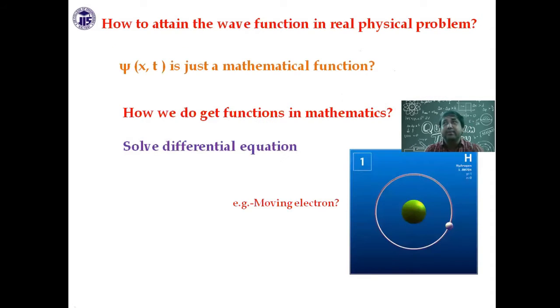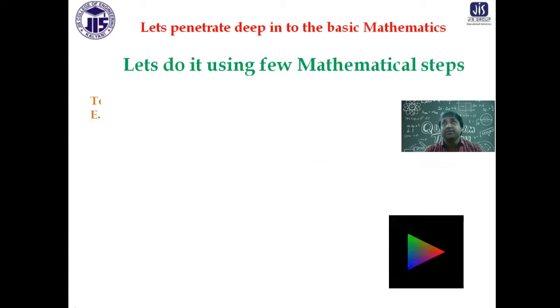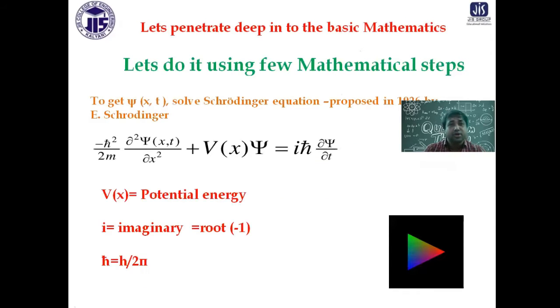Psi is a function. Suppose I've got a moving electron. I want to get its psi. Who knows the value of psi? Schrodinger knows the value of psi. Then I presented it in this way. Psi is a function of mathematics. So you have to solve a differential equation, popularly known as the Schrodinger equation, to get the function psi.